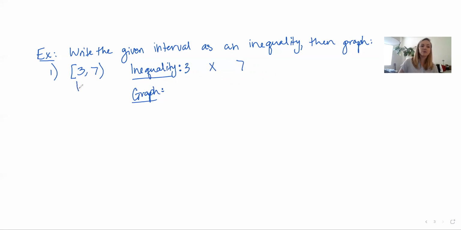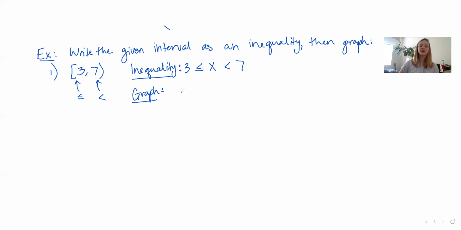Since we have a bracket next to the 3, this means we want to use a less than or equal to. So I'll put that between the 3 and the x. There's a parenthesis at 7, so we're going to use a less than symbol there. That's our inequality done.